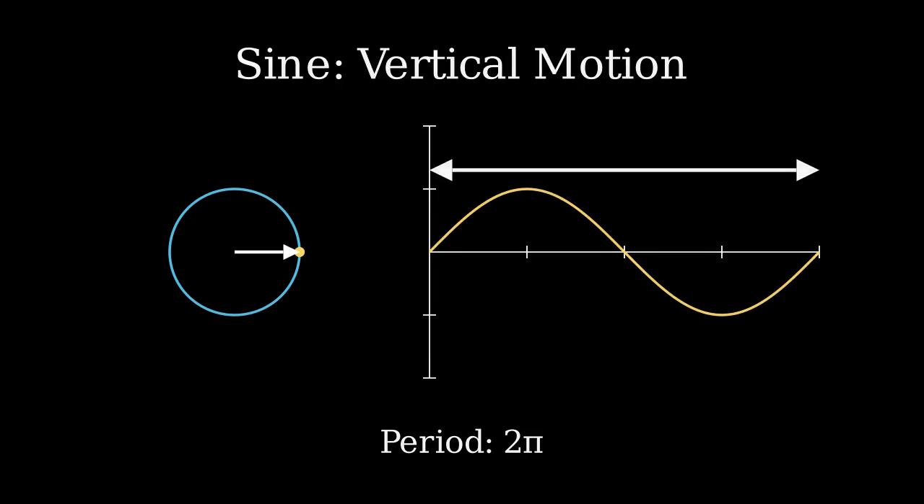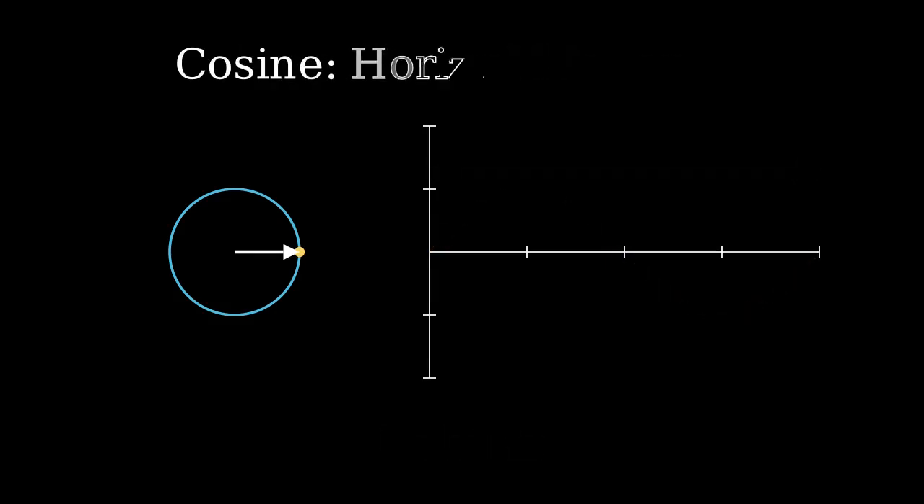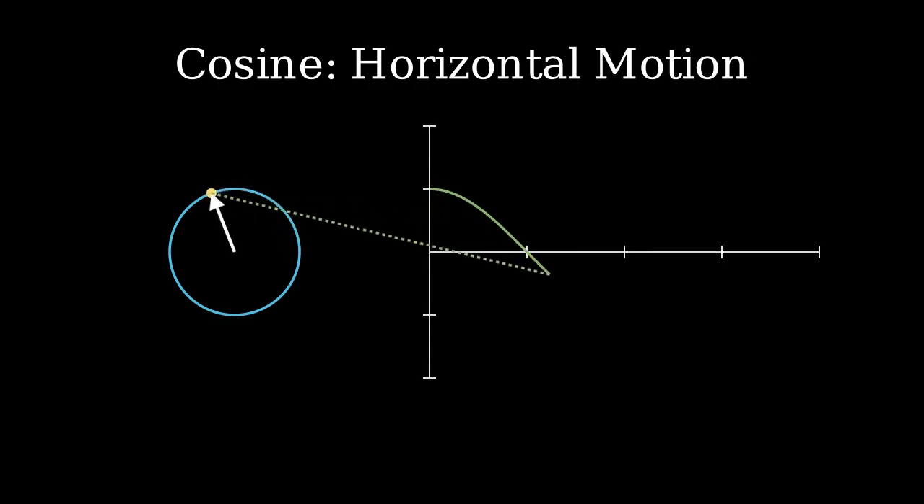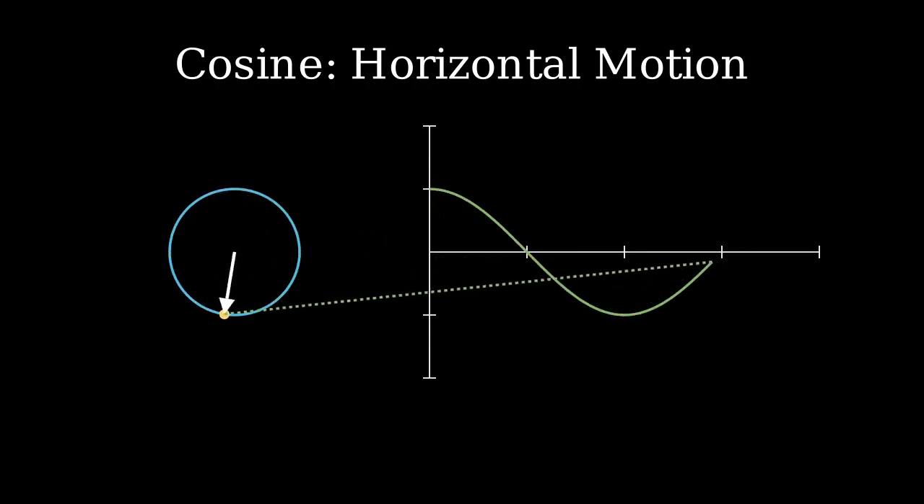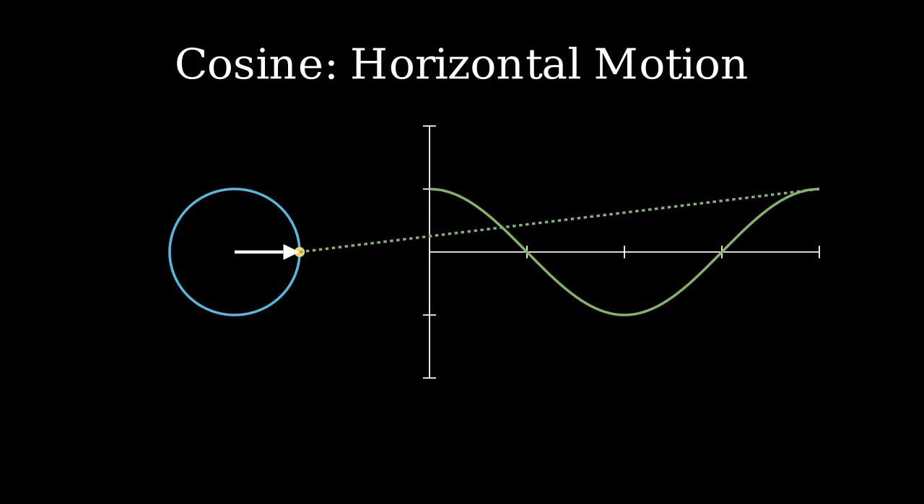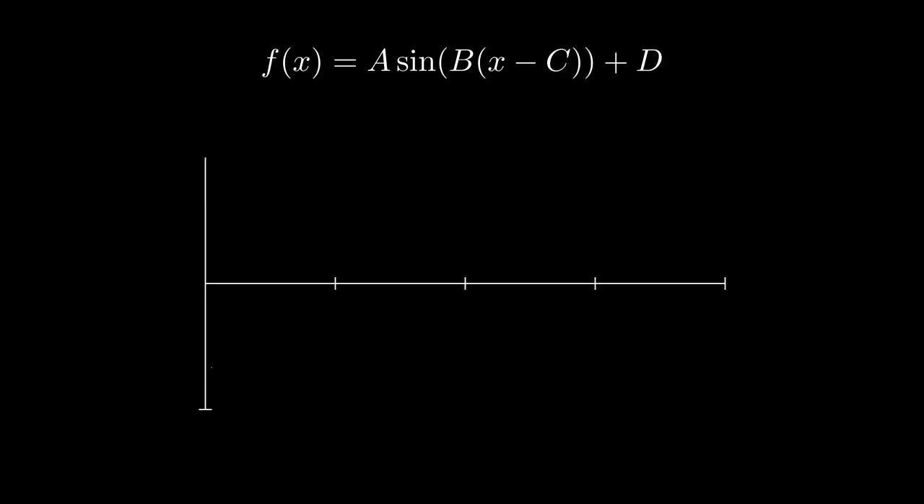This complete cycle across the graph is called the period, representing a full trip of 2 pi around the circle. If we instead map the horizontal position of the point, we generate a cosine wave. Notice that while it has the same shape as sine, it starts at its maximum value. We can define these waves using a general formula.